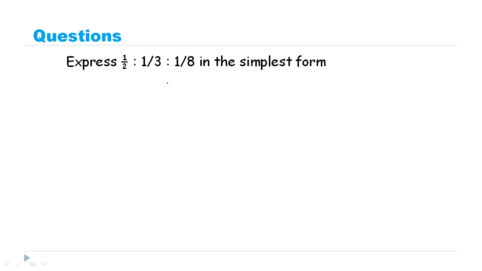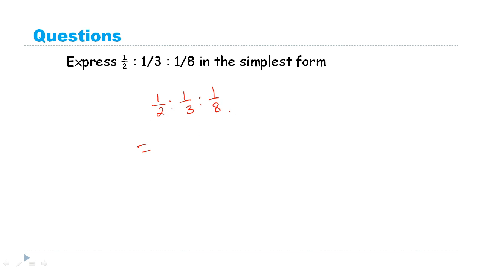Express 1 by 2 is to 1 by 3 is to 1 by 8 in the simplest form. Now we are getting fractions. No problem. We have already understood how to make ratios into the simplest form when we have fractions in the ratios. So what will we do? 1 by 2 is to 1 by 3 is to 1 by 8.